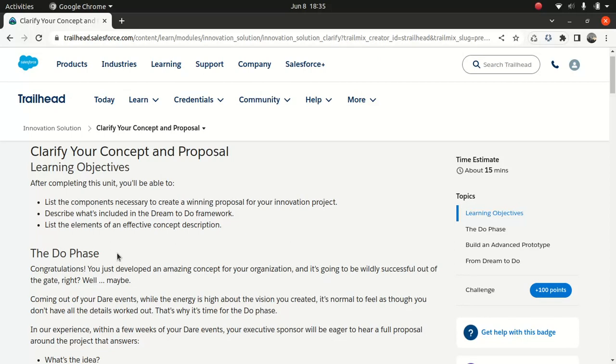So what I'm going to do today, I'm going to start talking about a topic called innovation solution. And in that, there is a concept called clarify your concept and proposal. So till now, if you're following along, you would have known that we spoke about how to come up with a new idea, how to brainstorm the idea, and then building a prototype, right? Now, that's all great. Now, what I'm going to do today, I'm going to talk about clarify your concept and proposal.